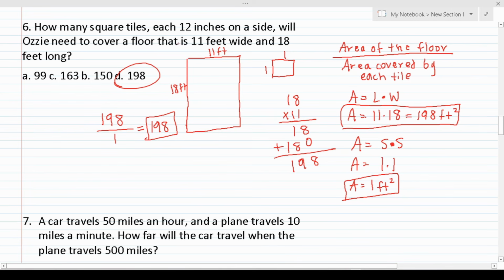And to start this problem, I knew 12 inches is the same as 1 foot. So I just rewrote the area of the tile as 1 by 1 instead of 12 by 12. You have to keep your measurements the same, otherwise your answer will look crazy. So just be mindful of the fact that I did that to start. I didn't write it out because I thought it was common knowledge that 12 inches is 1 foot, therefore the square is 1 by 1.